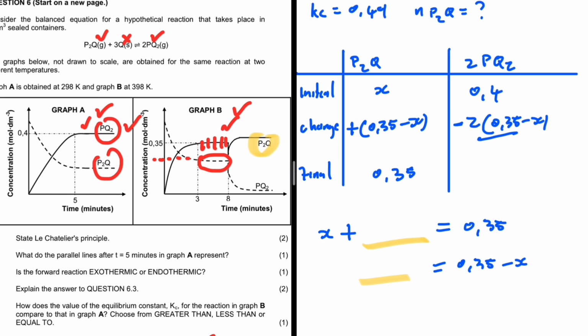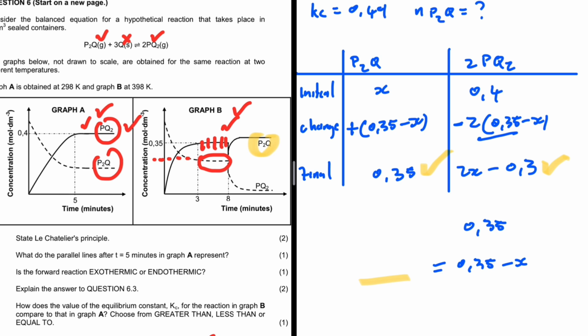So I have 0.4 minus 0.7, which is minus 0.3. And then X minus 2 multiplied by minus X. So we have 2X minus 0.3. Okay, this is the final that we have.